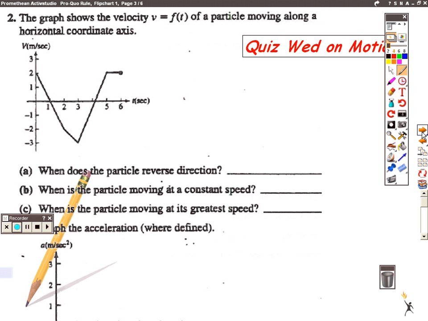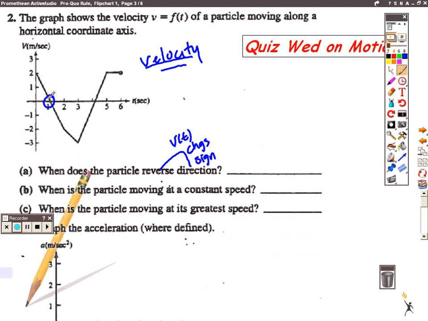Next question, we have another graph of a velocity function. Notice that every time I do this, I write down what graph I'm looking at because I want you to do this on your quiz. When does the particle reverse direction? So again, that means v of t changes sign. And the velocity changes sign at 1 second.